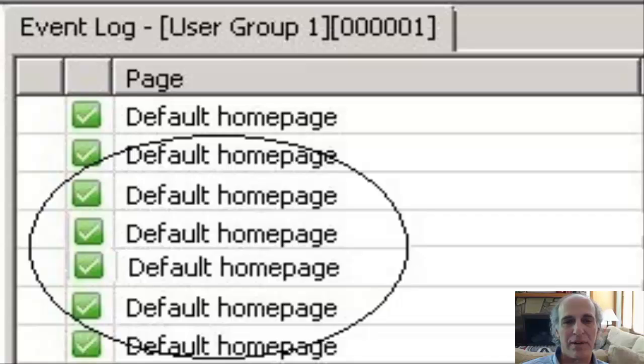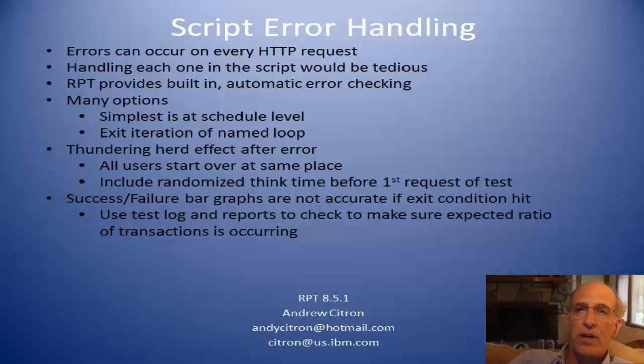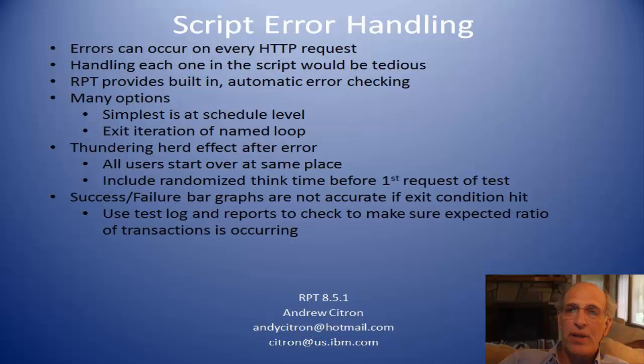watch out for that. In this talk I covered RPT's error handling logic, and I mentioned that you can do it at the script level or you can do it at the schedule level. But the simplest way to do it is to do it at the schedule level, at the loop level, and just name the loop and iterate to the top of the loop on the errors that you hit.